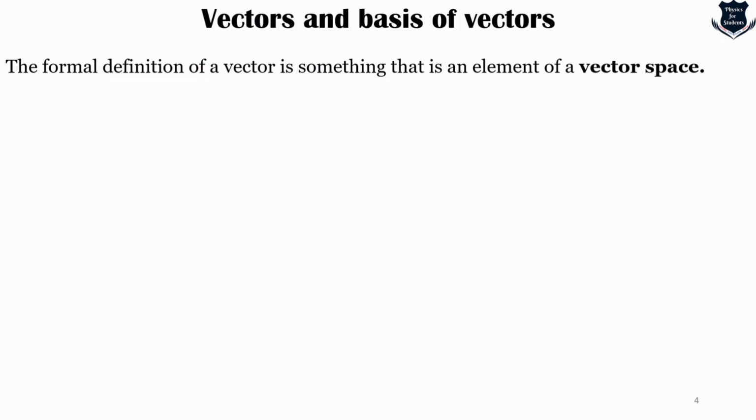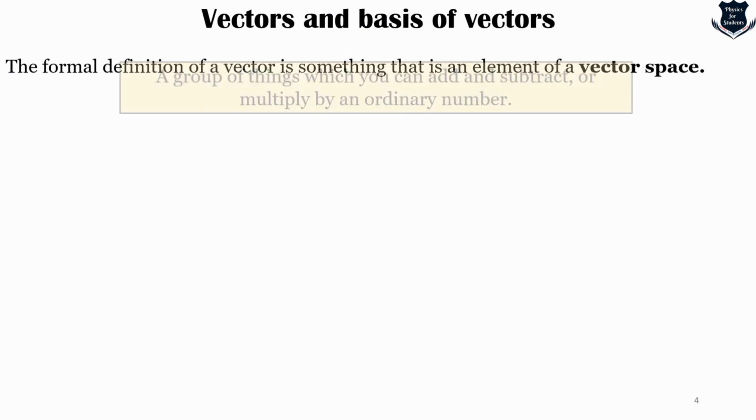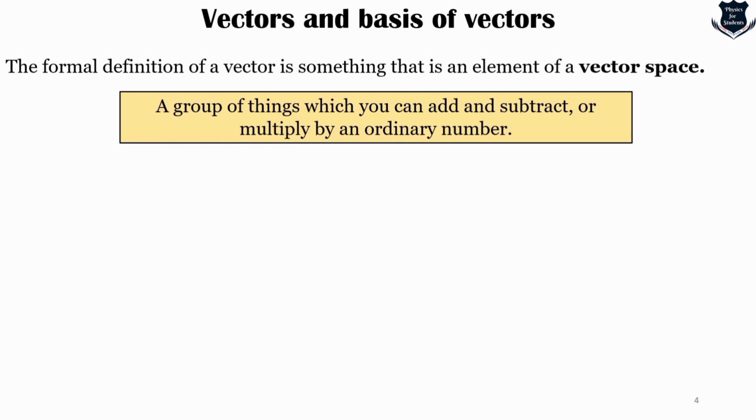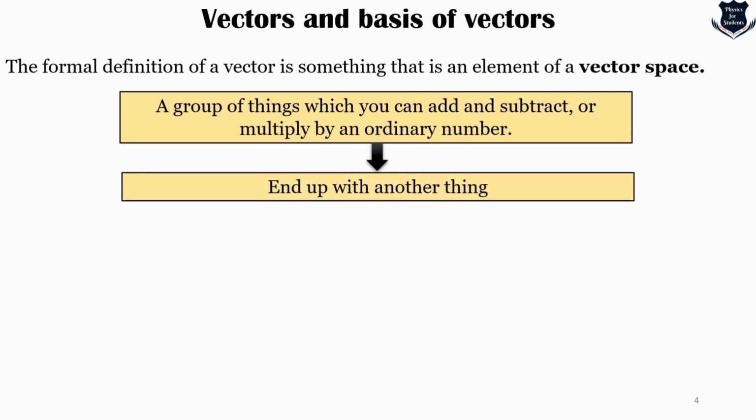Now, the formal definition of a vector is that it is an element of a vector space. Basically, if you have a group of things which you can add and subtract or multiply by an ordinary number and still end up with another thing of the same type, then those things are called vectors. Simply, vectors can be used to represent physical quantities with magnitude and direction, such as velocity or force. We can physically draw these vectors as directed line segments with an arrow. A wind map, for example, uses a lot of little arrows.